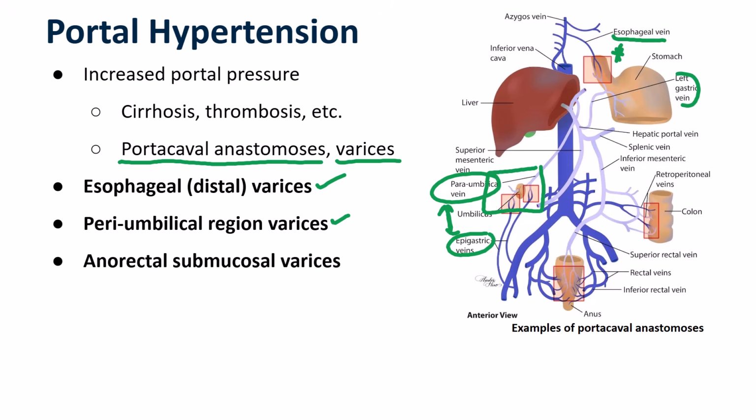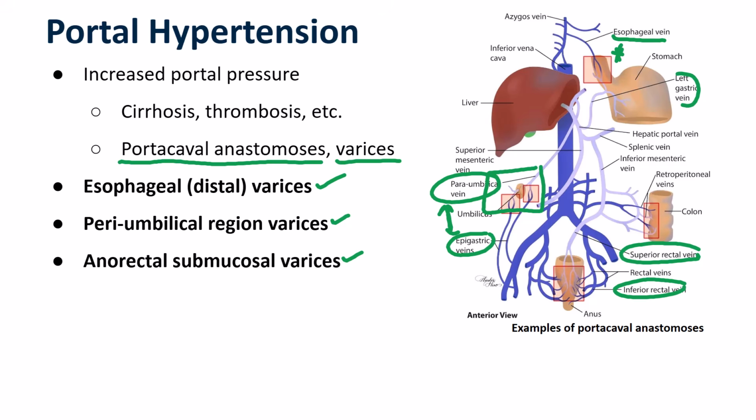And then finally, there are anorectal submucosal varices. So the superior rectal vein is part of the portal system. The inferior rectal vein is part of the caval system, and those superior rectal vein tributaries can expand and form anastomoses with the inferior rectal vein tributaries.